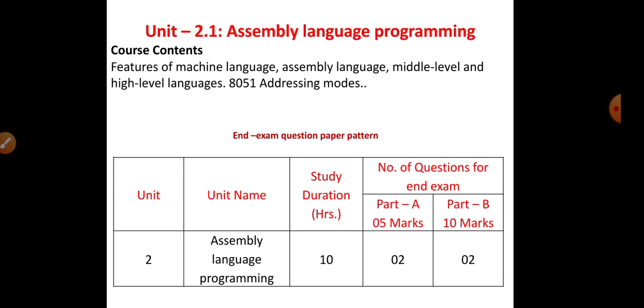From the semester end examination point of view, this unit carries a weightage of 30 marks. Two questions will be asked in part A and two questions will be in part B. Part A contains 10 marks and part B contains 20 marks. So altogether the weightage will be 30 marks.